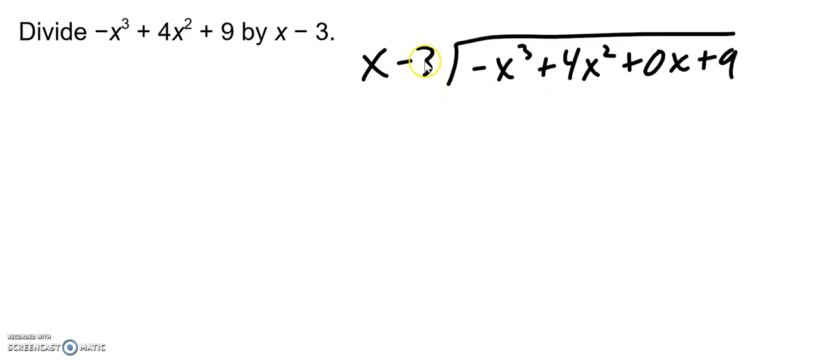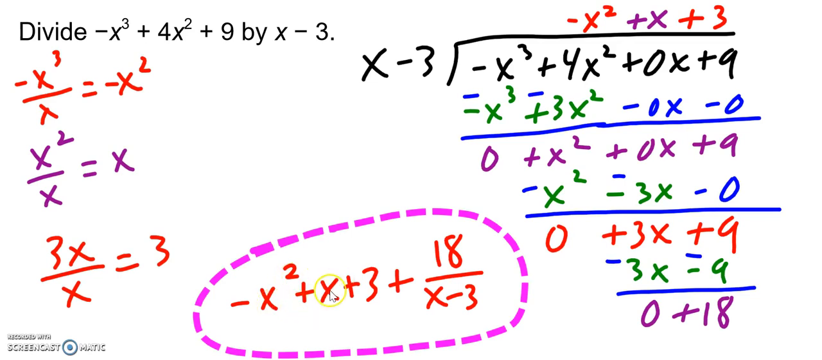So this should be our setup here, x minus 3, and then we have negative x to the third plus 4x squared plus 0x, because we went from x squared just to the constant term, and then plus 9. So that's our setup. Hopefully you got that. Now I want you to try the division, so pause the video, go ahead and do the division. Unpause when you're ready to. Check. All right, so here hopefully you got negative x squared plus x plus 3 plus 18 divided by x minus 3. If you didn't, or if you did, let's still talk about how we do that.